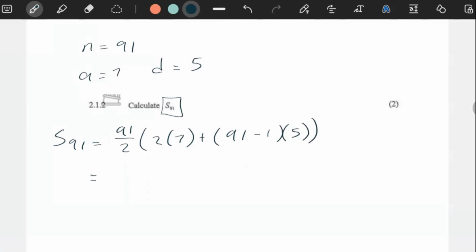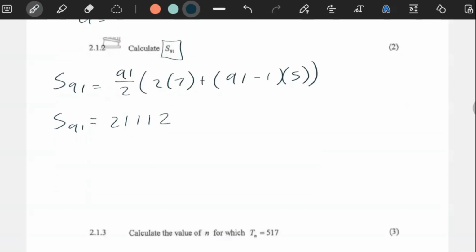So simply put, this is just a 2-mark question. You're better off just putting everything in your calculator and making sure that you don't make a silly mistake when you put all these into your calculator. So I'm making sure that my brackets are in the correct places. And the final answer here is 21,112. That's S91.